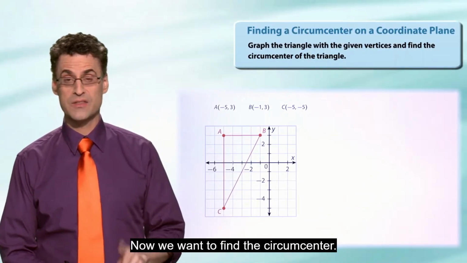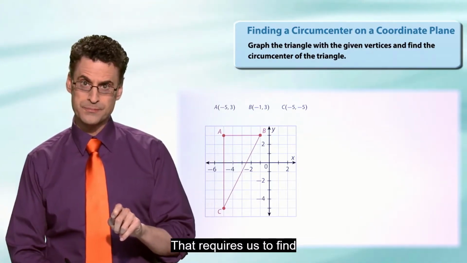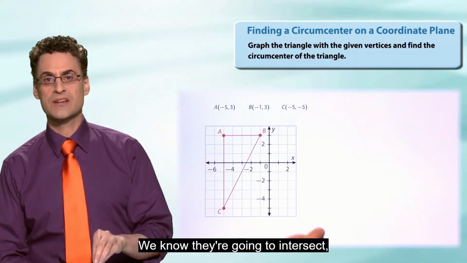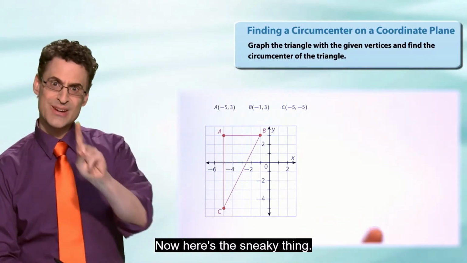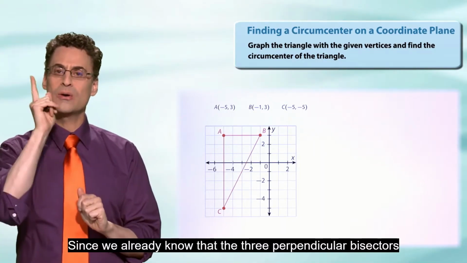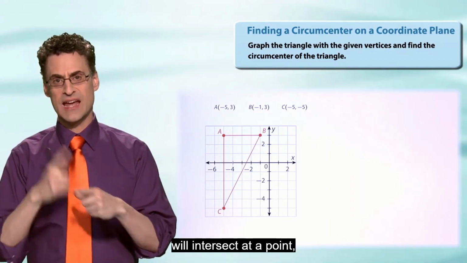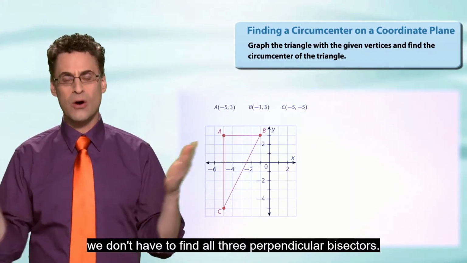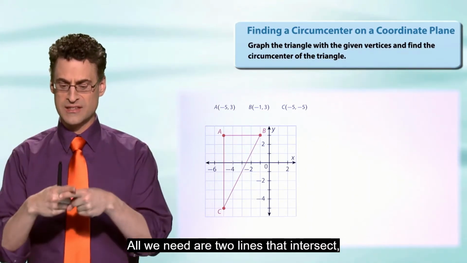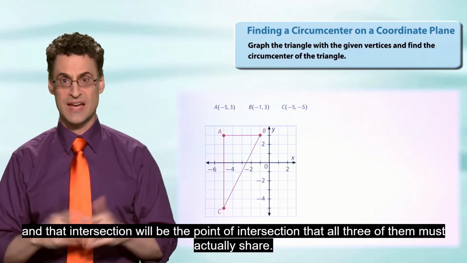Now we want to find the circumcenter. So you know what that means? That requires us to find the perpendicular bisectors. We know they're going to intersect, and that point of intersection is it. Now here's the sneaky thing. Since we already know that the three perpendicular bisectors will intersect at a point, we don't have to find all three perpendicular bisectors. All we need are two lines that intersect, and that intersection will be the point of intersection that all three of them must actually share.